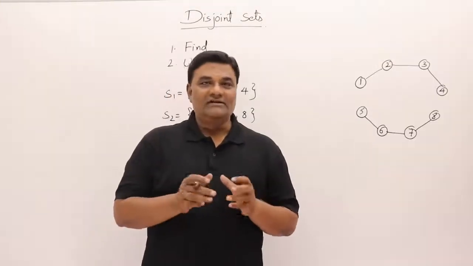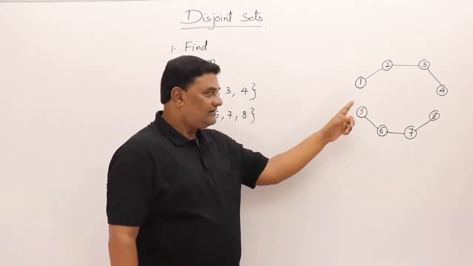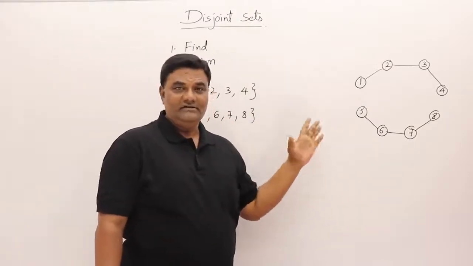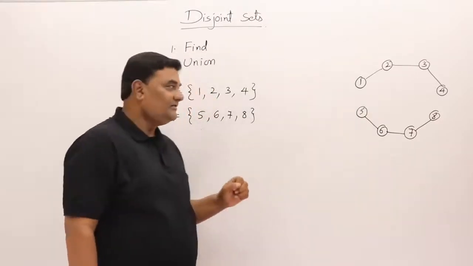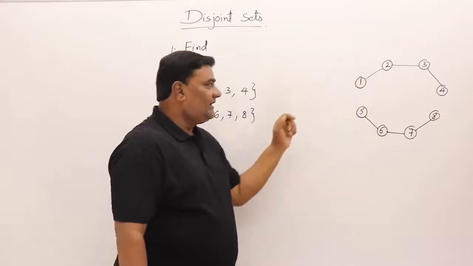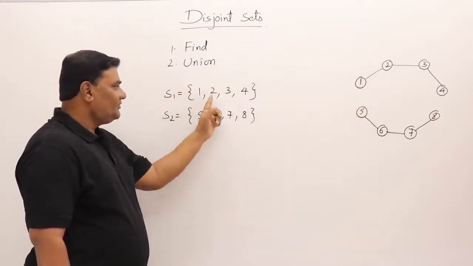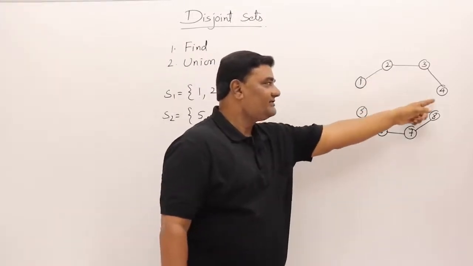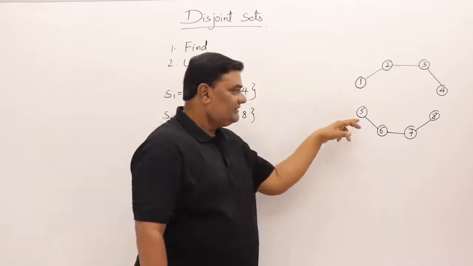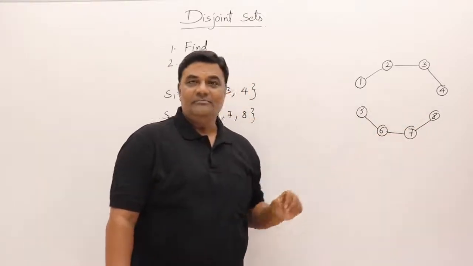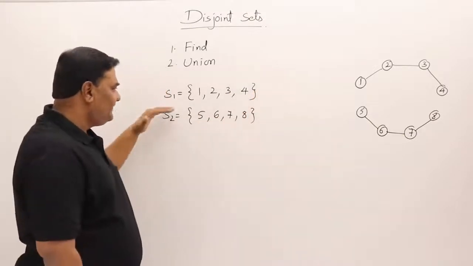Let us understand what are disjoint sets. Here I have a non-connected and non-directed graph. There are two components. It's not a connected graph. Each component I have represented as a set. Set S1 has 1, 2, 3, 4. These are the vertices of this component. And set 2 has 5, 6, 7, 8. These are the vertices of the second component. So the two different components represent two different sets.